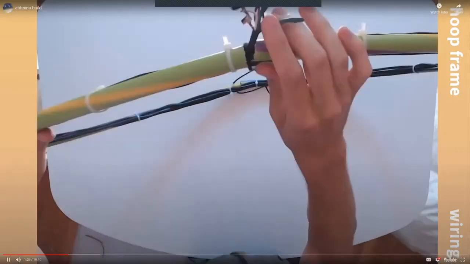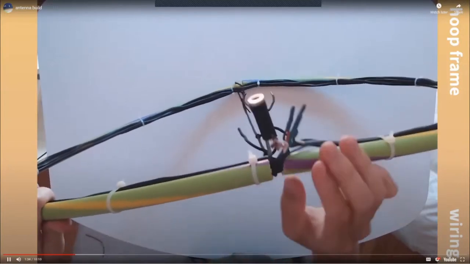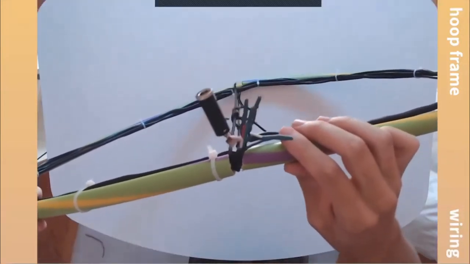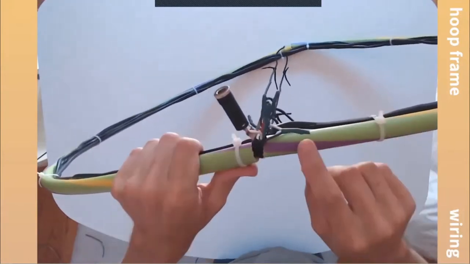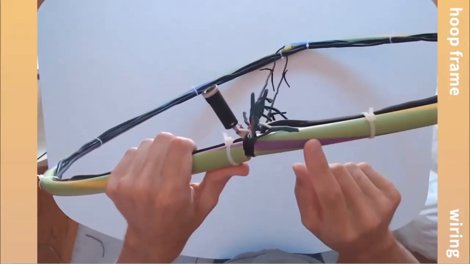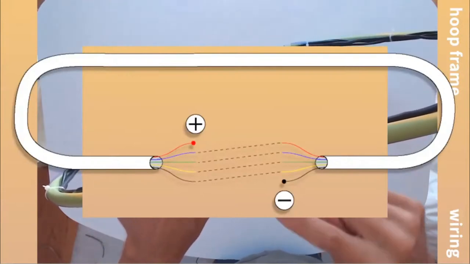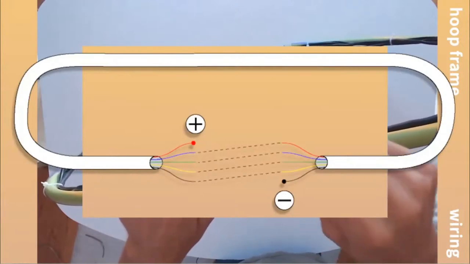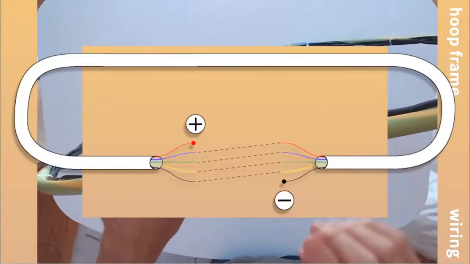Because I use sprinkler wire, I wanted to maximize the number of turns around the loop. And in order to do that, I had to connect the wire from the inside to a different wire. Because there's five wires inside of it, I was able to turn a 50-foot piece of wire into a 250-foot piece of wire just by connecting the individual wires between themselves to make one long loop that goes all the way around.